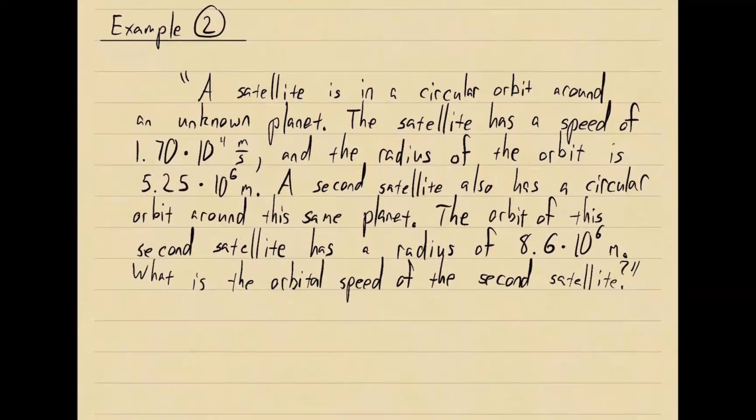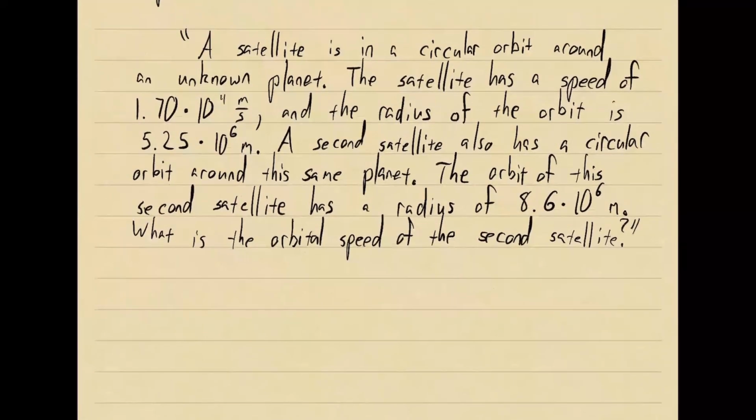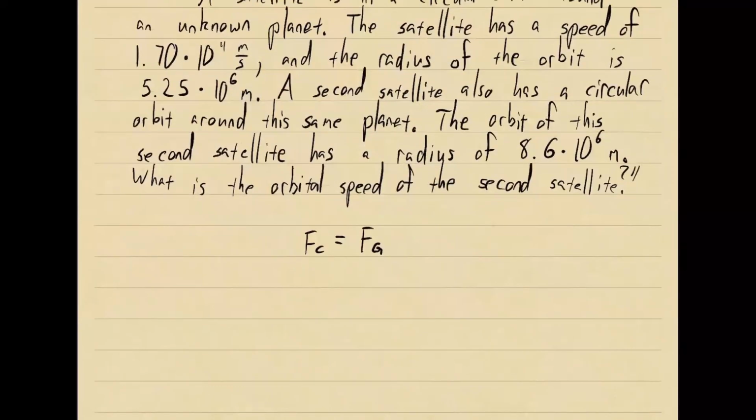Very good. So in this problem, we need some force to act as our centripetal force. Now, in this case, it's going to be the force of gravity between this unknown planet and the satellites. So when we're looking at one particular object, the centripetal force is the force of gravity acting on that object. On the left, the centripetal force is just the mass of the object times the centripetal acceleration of the object.